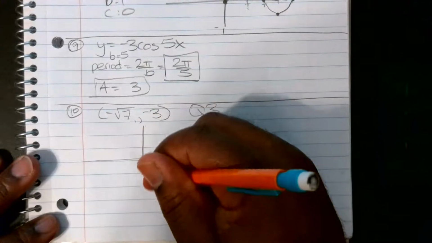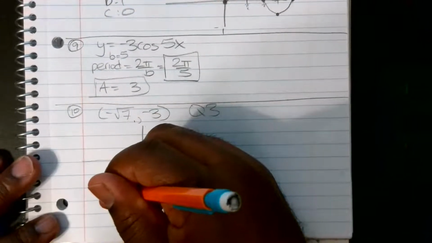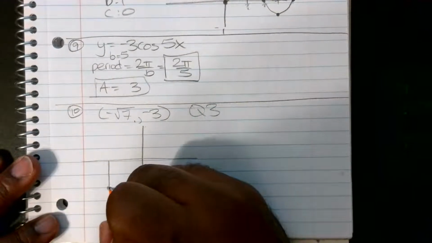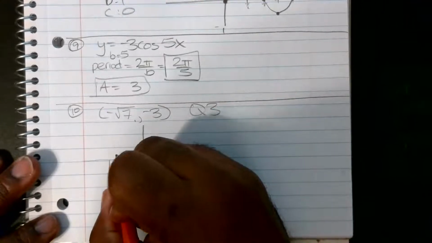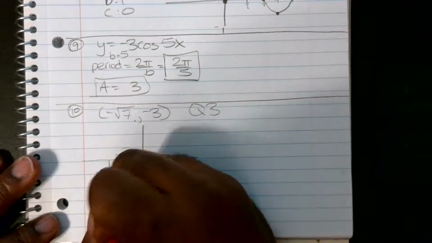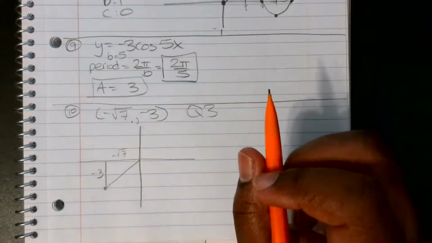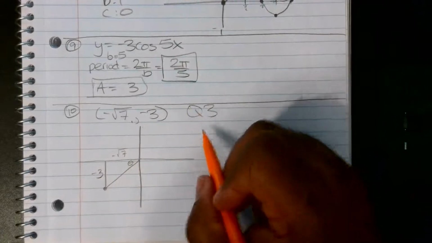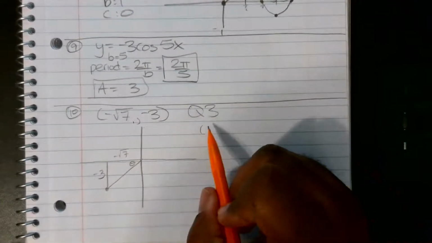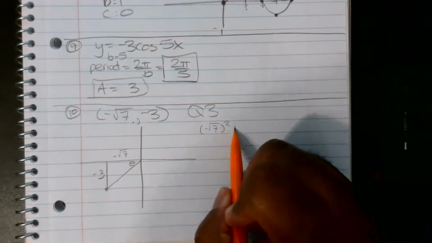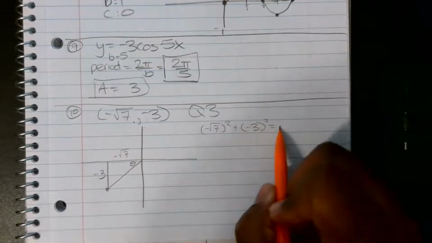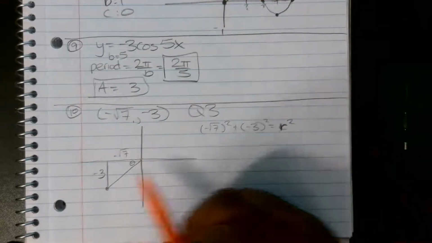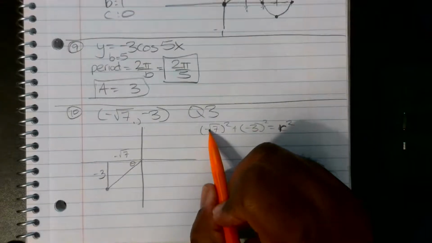Draw a graph. This will be right here somewhere. Negative root 7, negative 3. All right, so that's theta right there. So first thing we find is a hypotenuse. So negative root 7 squared plus negative 3 squared is equal to c squared. Should be r squared. That's your hypotenuse.